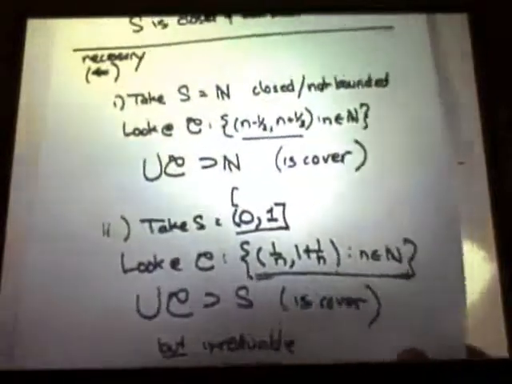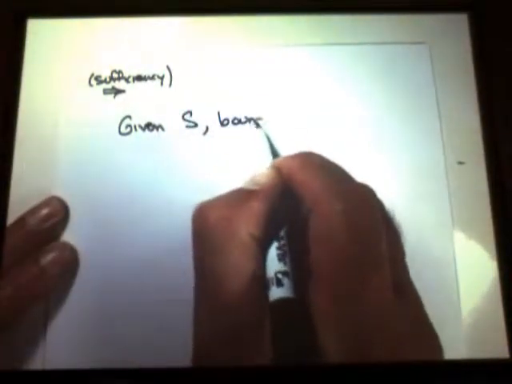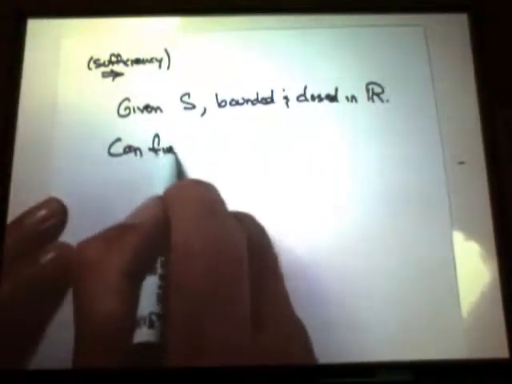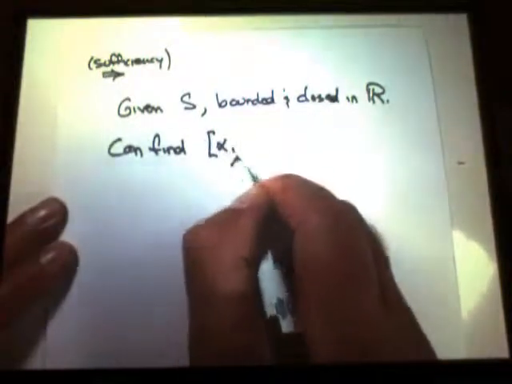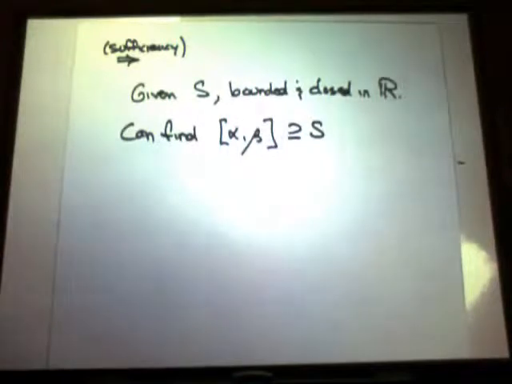The other way around is a difficult theorem. So, sufficiency. Okay. So, given S bounded and closed in R. And since it's bounded, we can find an interval that contains the whole shebang, right?